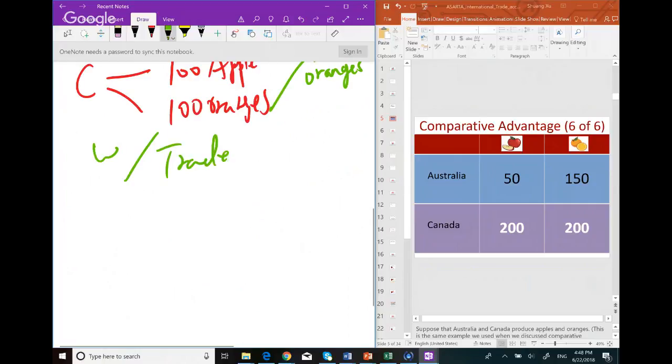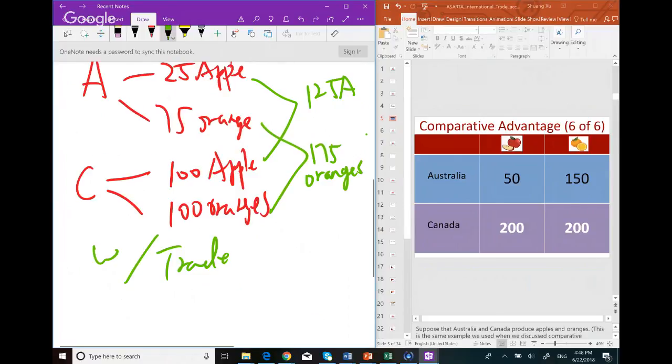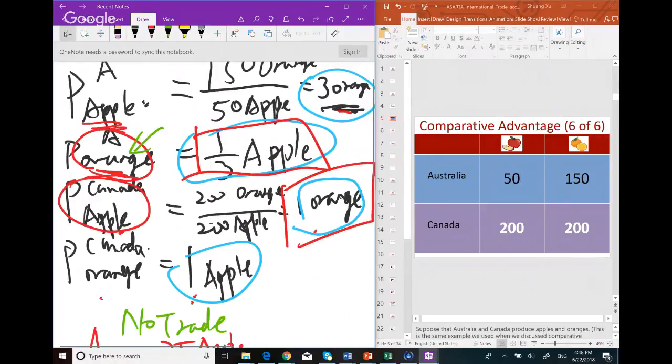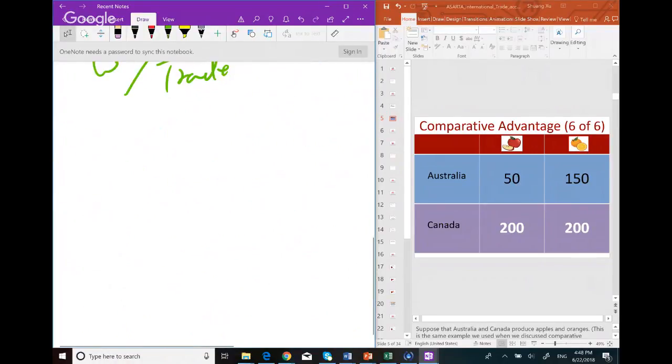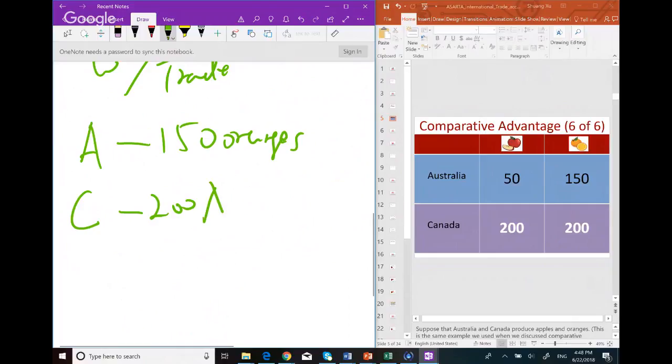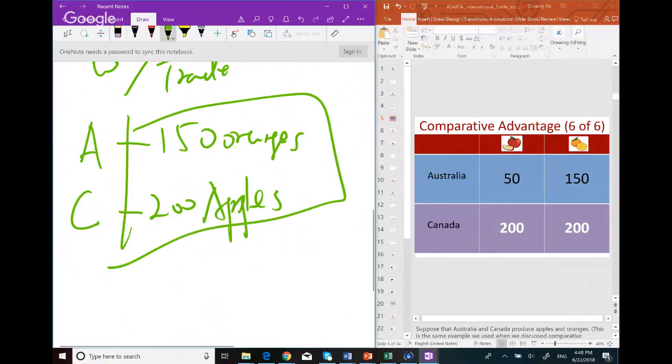we said each country will specialize in their comparative advantage and only produce that good. Australia has a comparative advantage in oranges, so they will produce only oranges. There will be 150 oranges, and then Canada will focus on apples only. They produce 200 apples. So that's what they have between the two countries with trade.